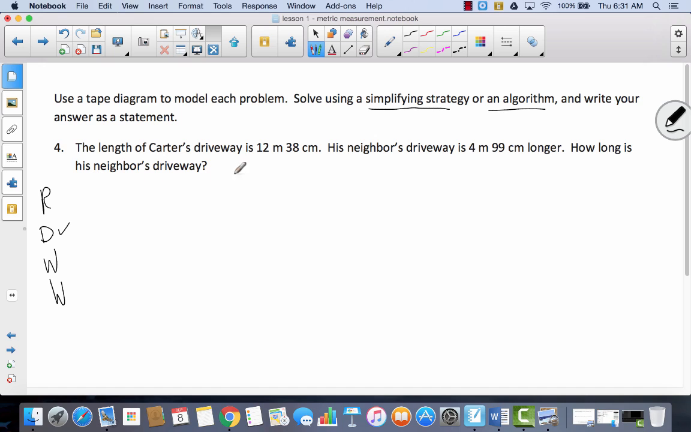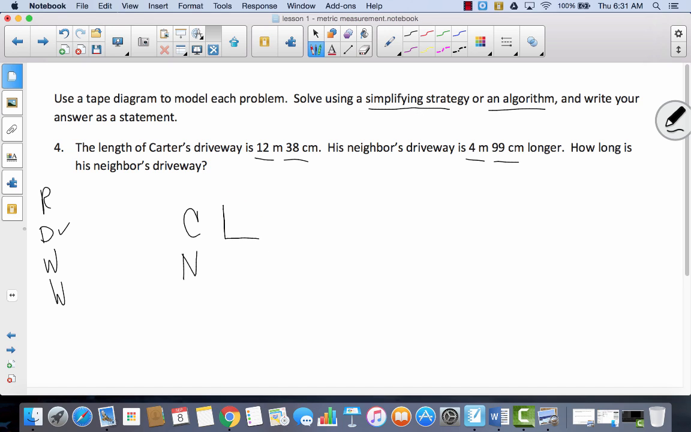All right, so the length of Carter's driveway is 12 meters, 38 centimeters. His neighbor's driveway is 4 meters, 39 centimeters longer. How long is his neighbor's driveway? So we have Carter's driveway and we have his neighbor's driveway. Now I'm hearing some comparison words. When I hear longer, that tells me I'm comparing the neighbor's driveway to Carter's driveway.